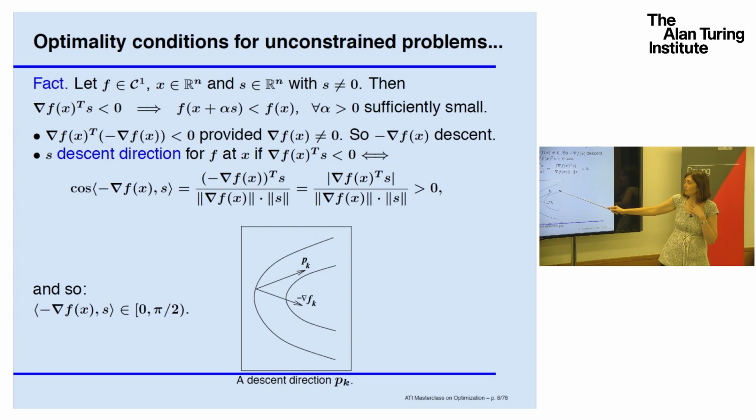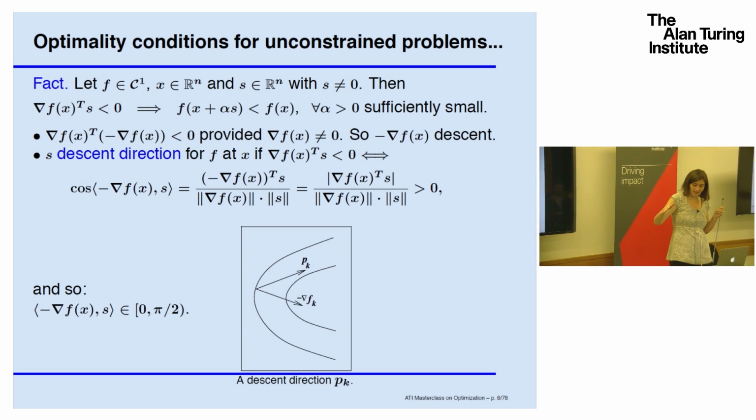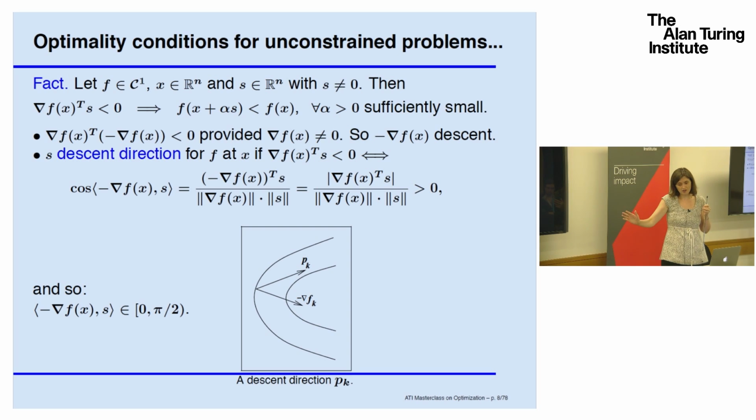And indeed, why am I saying this? Because this condition here, you can write it in terms of the angle using the cosine formula for the angle between two vectors. And you can see that if grad f transpose s is negative, then the cosine is positive, and so this angle is less than 90 degrees. All right. So we've learned something. The negative gradient is always downhill, unless I'm at a minimizer where it is 0, and any direction that's not too far from the negative gradient will also take me downhill.